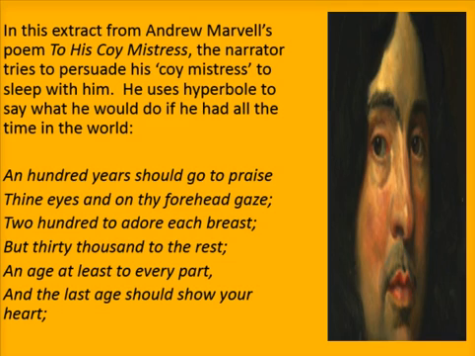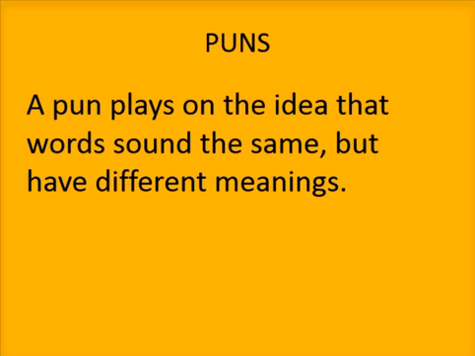This is a funny poem where basically the speaker is trying to persuade a woman to have sex with him, and he uses hyperbole to say what he would do if he had all of the time in the world. "A hundred years should go to praise thine eyes and on thy forehead gaze, two hundred to adore each breast, but thirty thousand to the rest, an age at least to every part, and the last age should show your heart." This over-the-top exaggeration, that he would spend a hundred years to praise her eyes, is ridiculously over the top. Of course, there's also some numerical use there, statistics, but Andrew Marvell's poem is humorous all the way through, a very enjoyable poem.